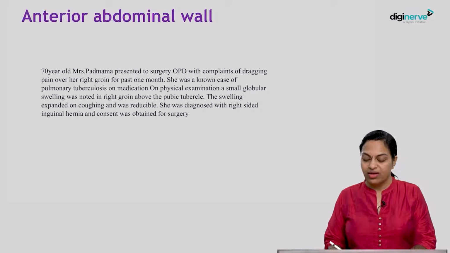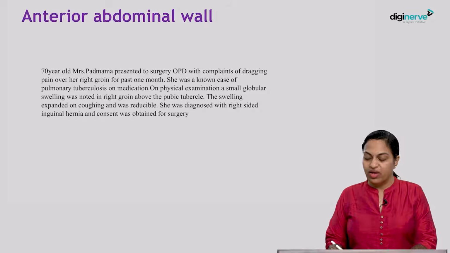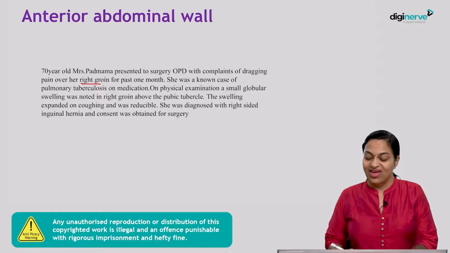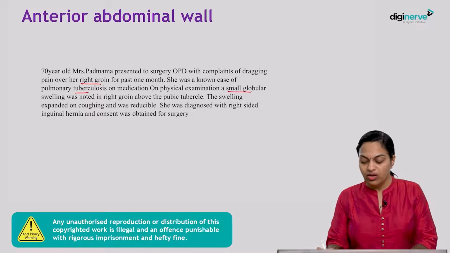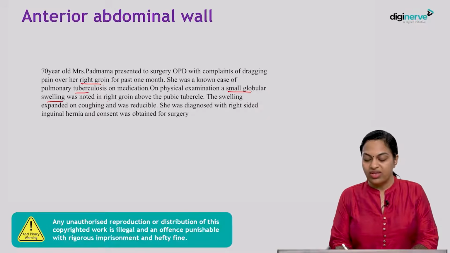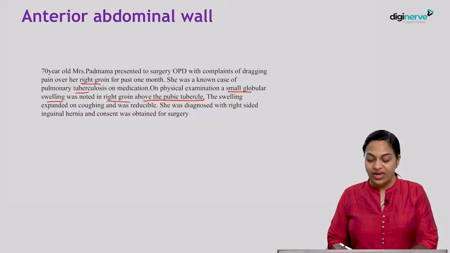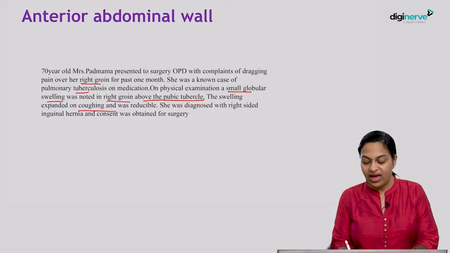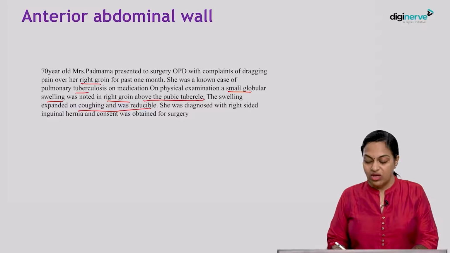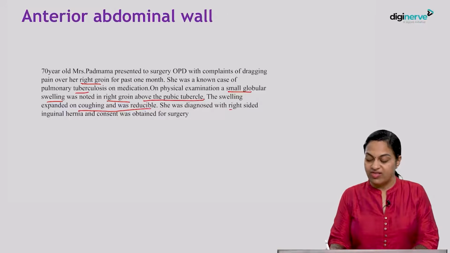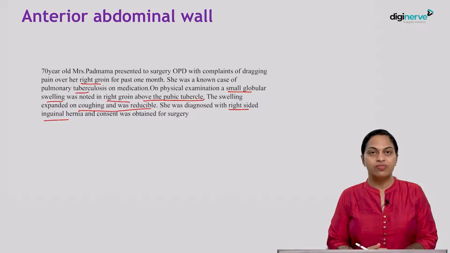Fine, I'll write this case scenario for you. 70-year-old Mrs. Padmama presented to surgery OPD with complaints of dragging pain over her right groin. She was a known case of pulmonary tuberculosis on medication. On physical examination, a small globular swelling was noted in the right groin above the pubic tubercle. The swelling expanded on coughing and was reducible. She was diagnosed with right-sided inguinal hernia and a surgery was planned.